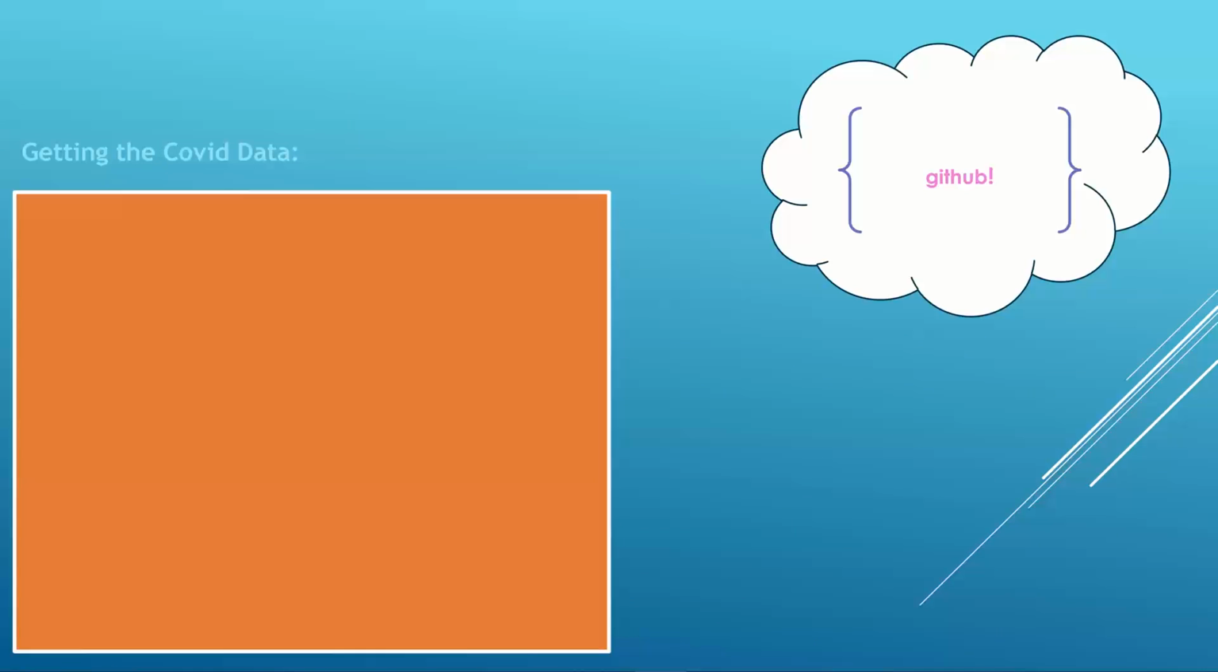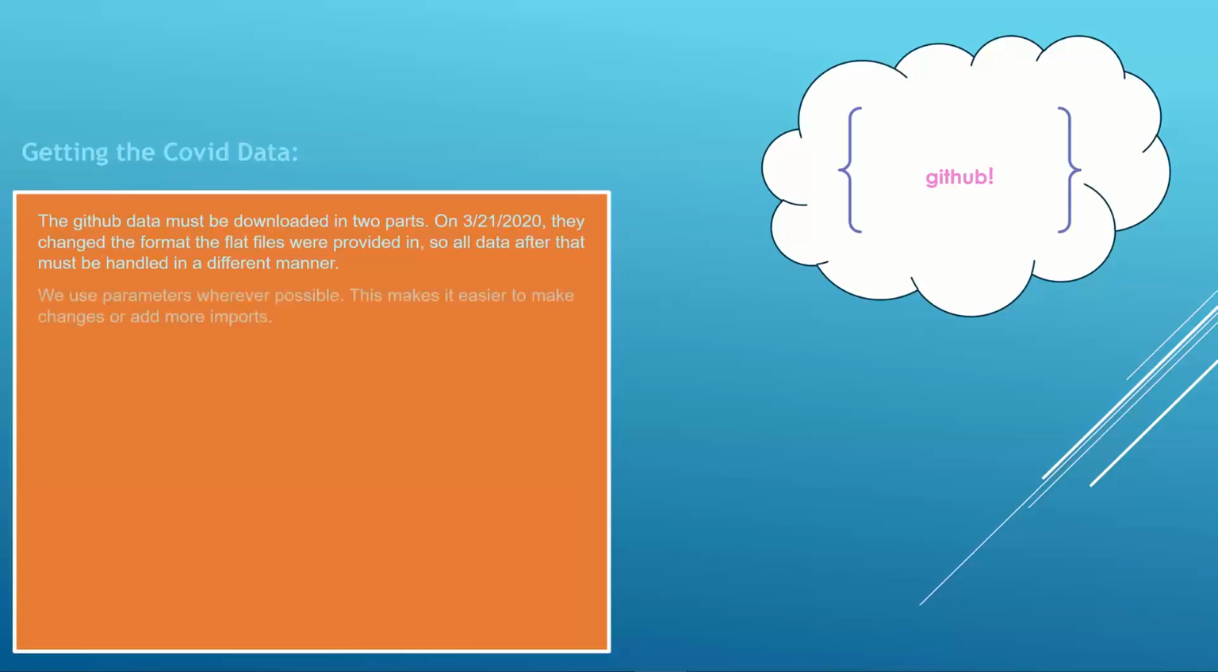So the COVID data lives on GitHub. It has to be downloaded in 2 parts, however, and we found this out the hard way. On 3/21, they changed the format of the flat file that contains all the data. It's much better now, but in order to get all the data now, you have to pull it down in 2 different files.